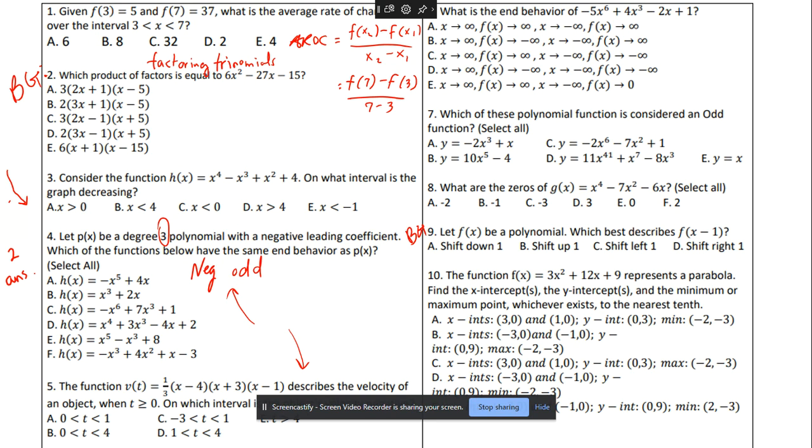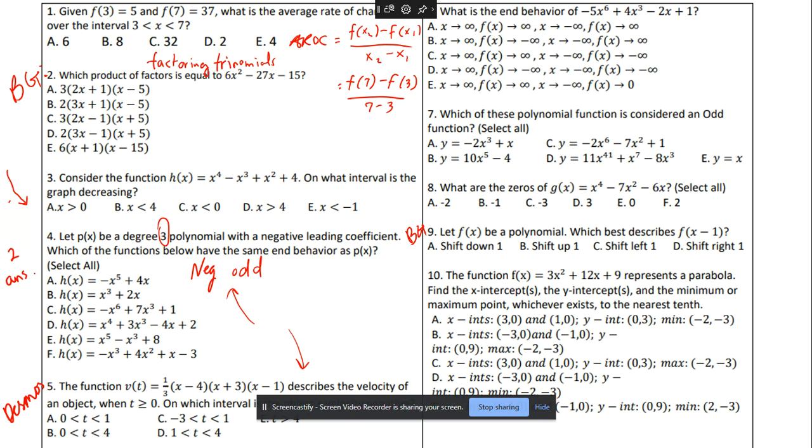Number 5, the function v of t describes the velocity of an object when time is greater than 0, because again, we don't look at negative time, so we're not looking to the left of the graph, just from 0 on. And it says, where is the velocity negative? Well, you're just looking in the graph. That's a Desmos question. You're going to graph that and just see where it is negative.